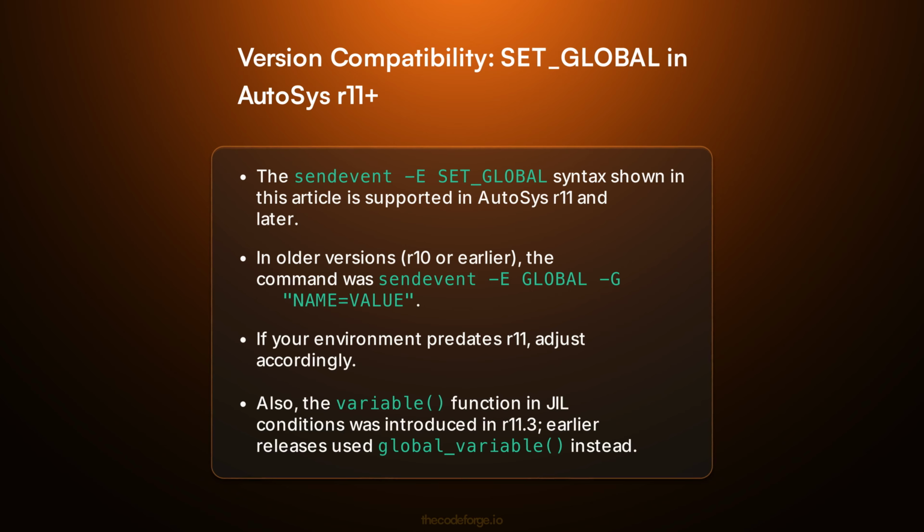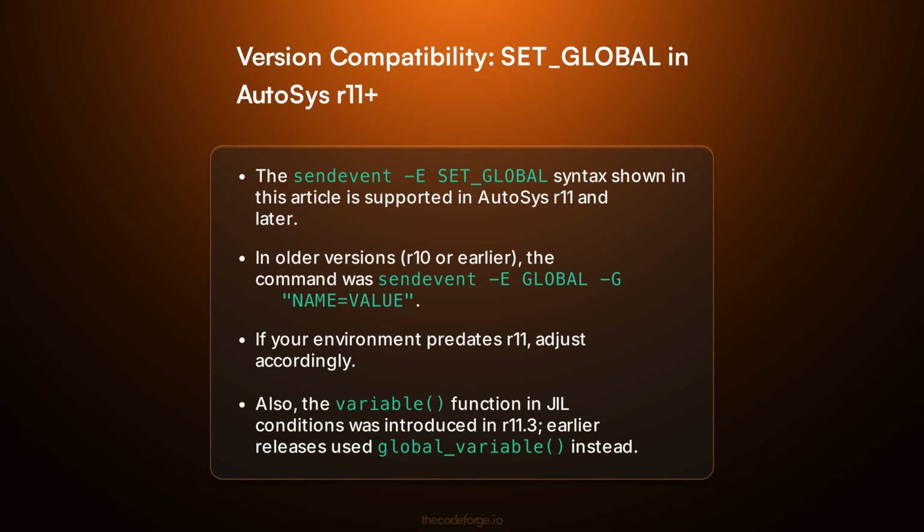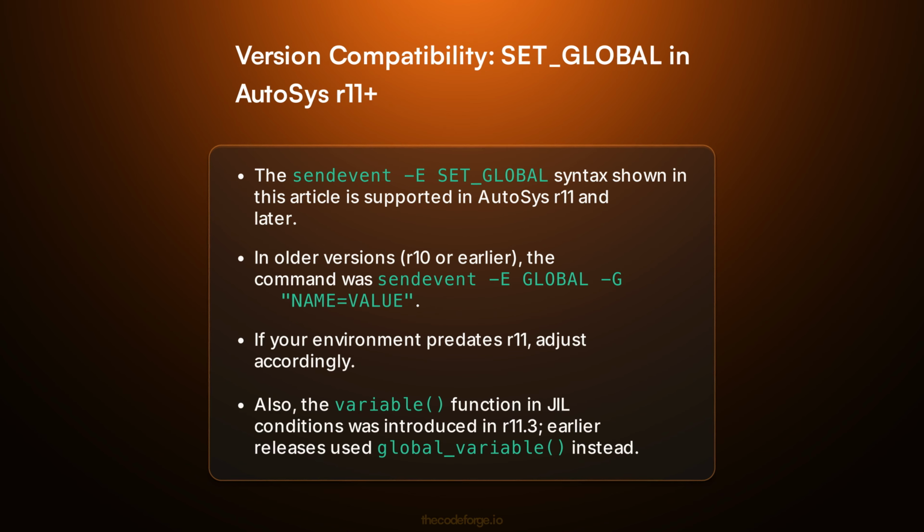The sendEvent eSetGlobal syntax shown in this article is supported in AutoSys R11 and later. In older versions, R10 or earlier, the command was sendEvent eGlobalG name equals value. If your environment predates R11, adjust accordingly. Also, the variable function in JIL conditions was introduced in R11.3. Earlier releases used global variable instead.